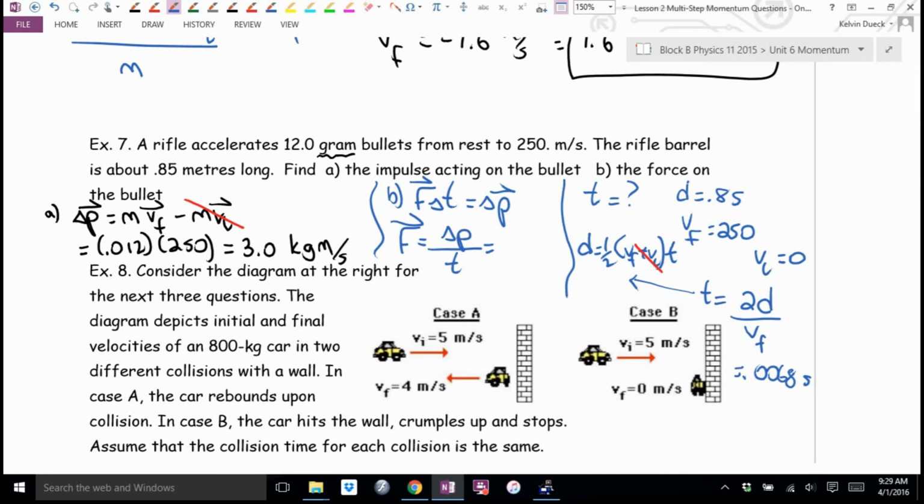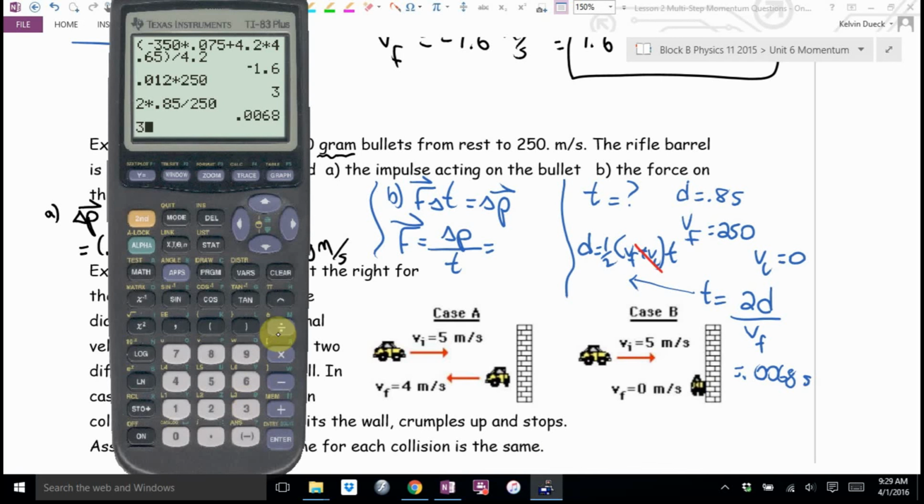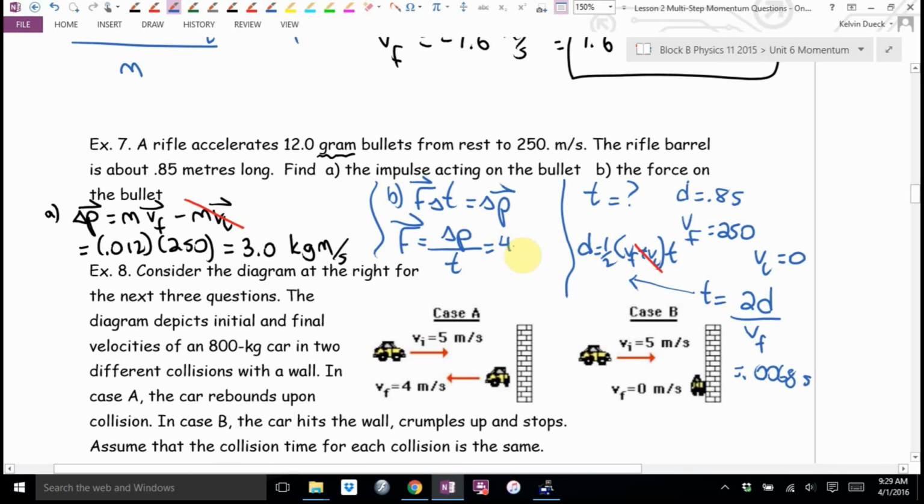What was the impulse, Braden? 3. What was the time? 0.0068. It's going to be 3 divided by answer button. The force is about 441 newtons.